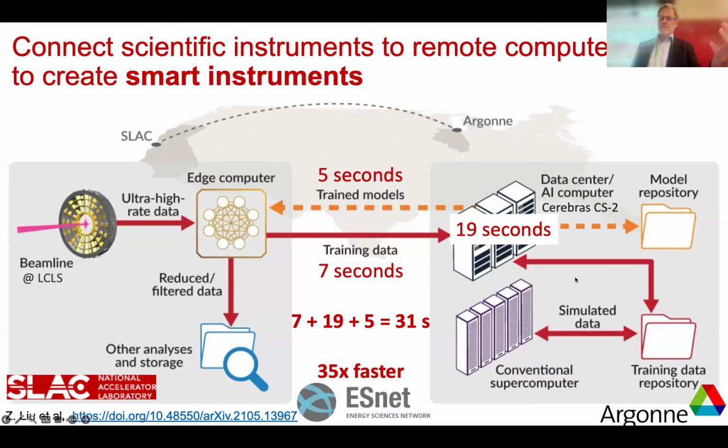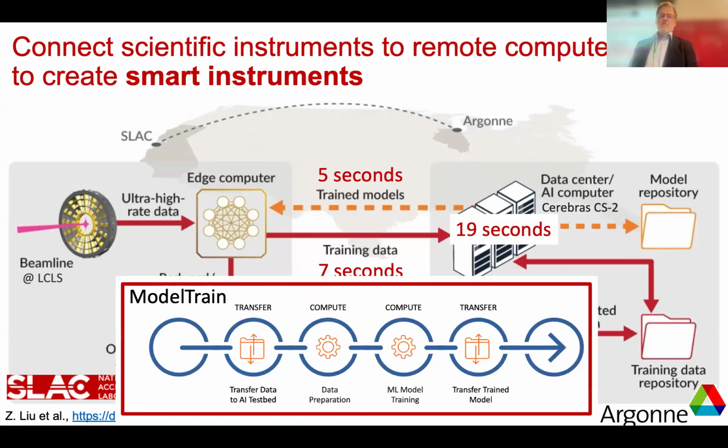So we speed things up by a factor of 35, and are able to then do continual retraining while a model is operating. And that is all performed by one of these flows, sequences of operations that are hosted in the cloud, managed by Globus Cloud Services.